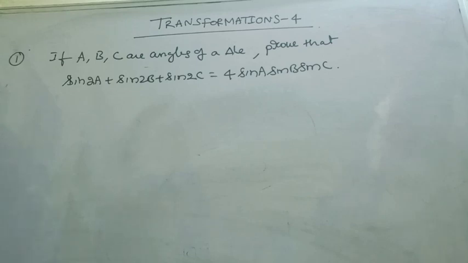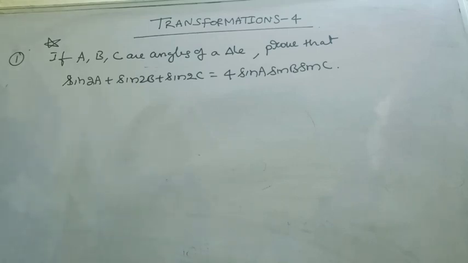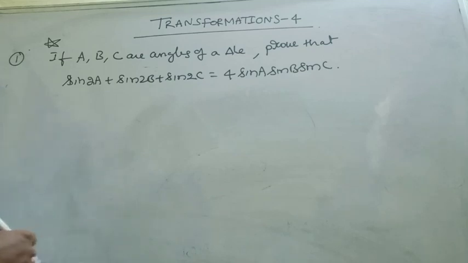We are going to discuss some other very different and important star marked problems. On that part, we have the first problem here. If A, B, C are angles of a triangle, prove that sine 2A plus sine 2B plus sine 2C is equal to 4 sine A sine B sine C, right? This is the problem. See how beautifully we are going to solve this particular problem.